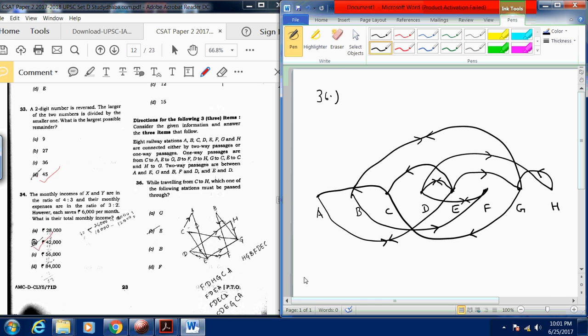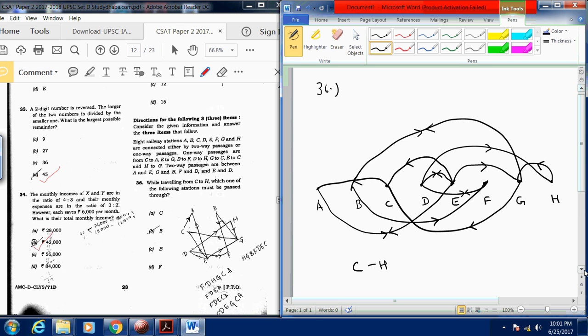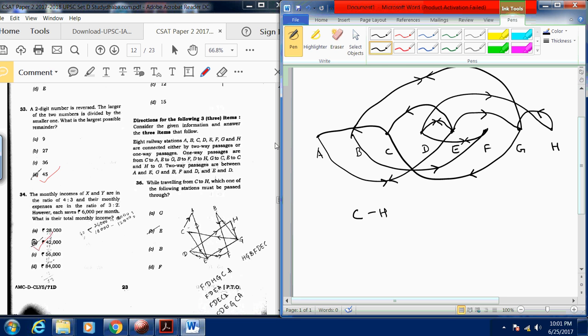Now the question that you've been asked is, while traveling from C to H, which station must be passed through? So let us see the possible paths. How can you travel from C to H? You have only one outgoing node, so it will be C to A. You go from A to E, you go from E to D, and you go from D to H. So which station must be passed through? In these options you can see it is E. So your answer is E.